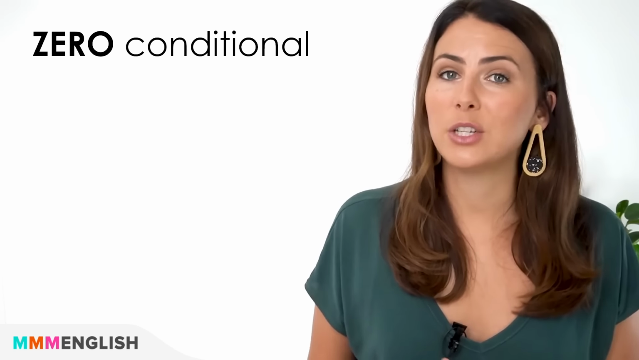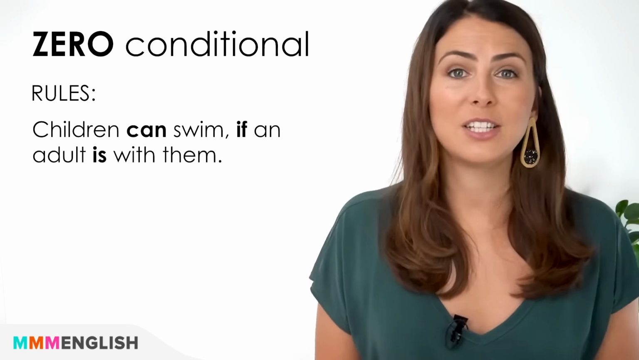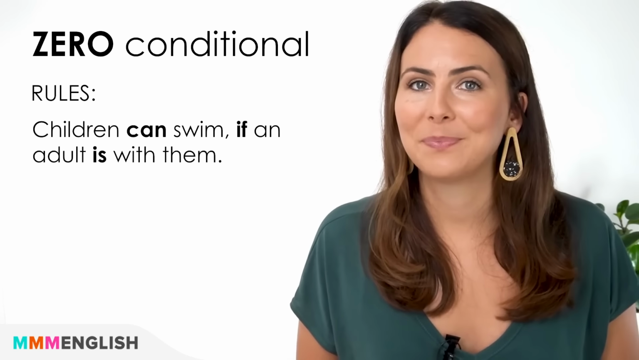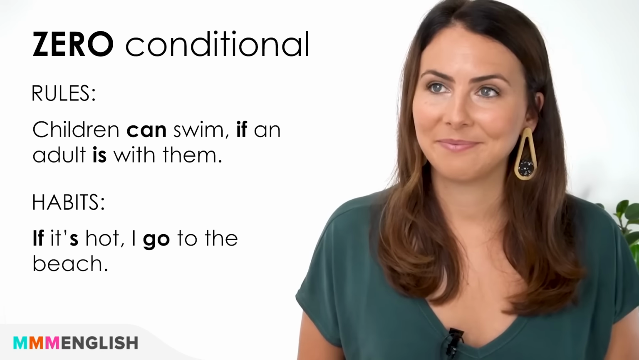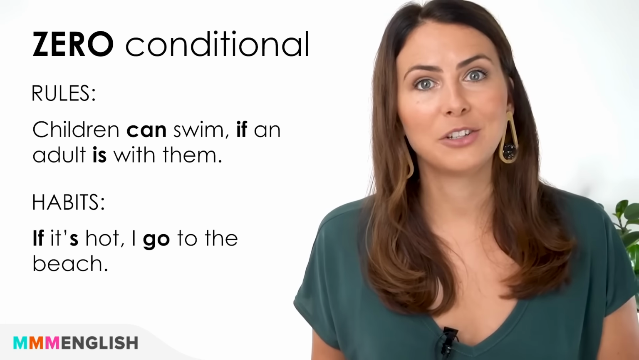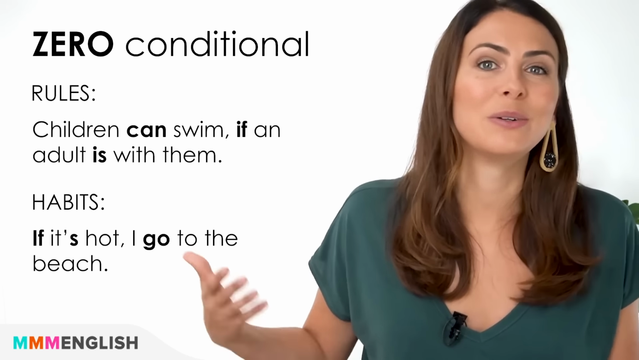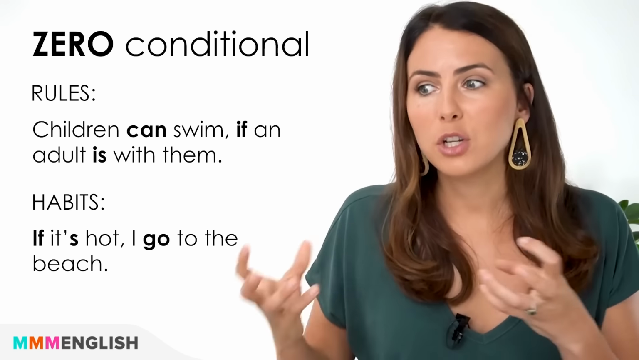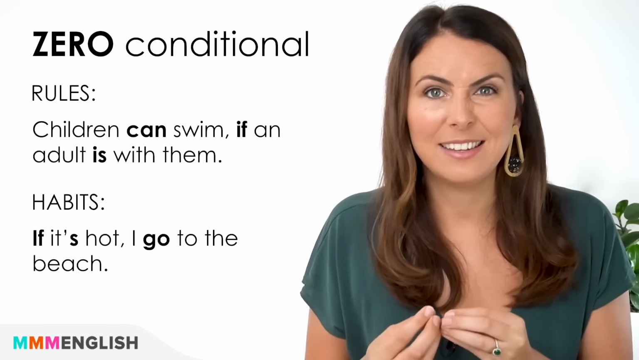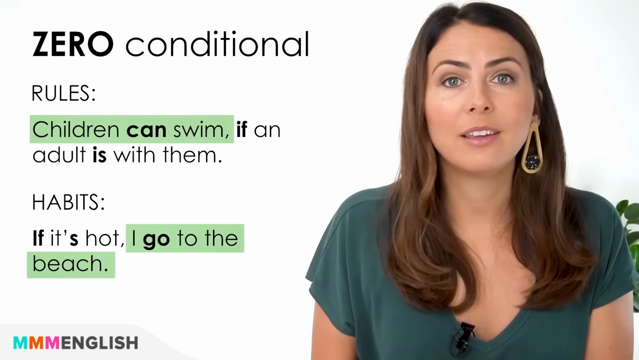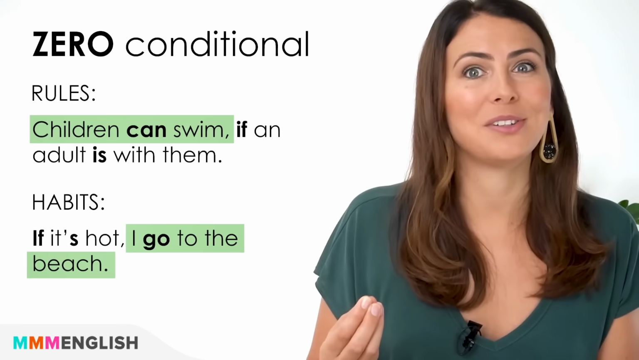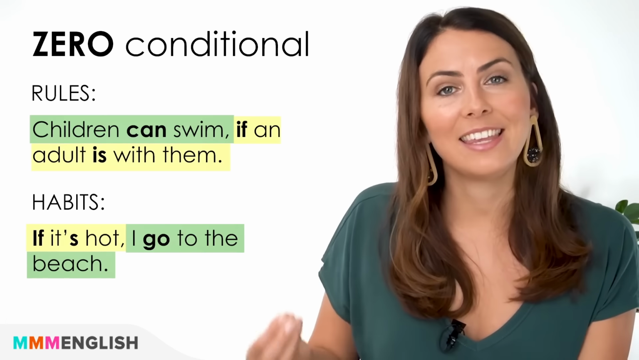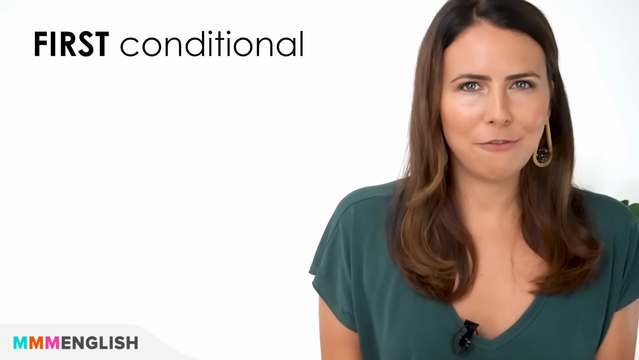We also use the zero conditional to talk about rules. Children can swim if an adult is with them. And we use it to talk about habits. If it's hot, I go to the beach. This is something that I usually do. It's a habit, right? It happens often. Can you see how, in all of these examples, the two separate parts of the sentence are connected? We're stating a fact or a truth in the main clause, but it's only possible on the condition that the if clause occurs. So now we know that the zero conditional is the factual or the real conditional. What about the first conditional?